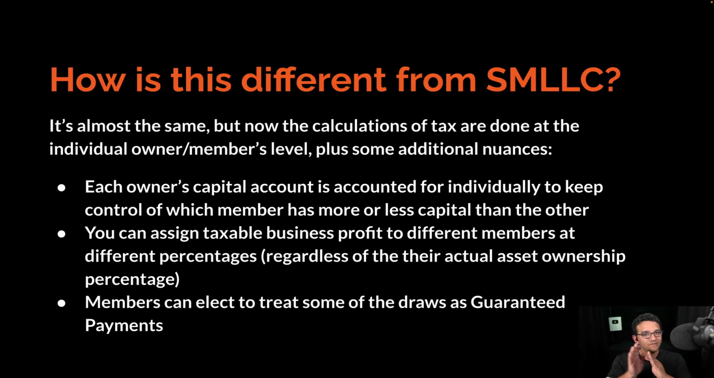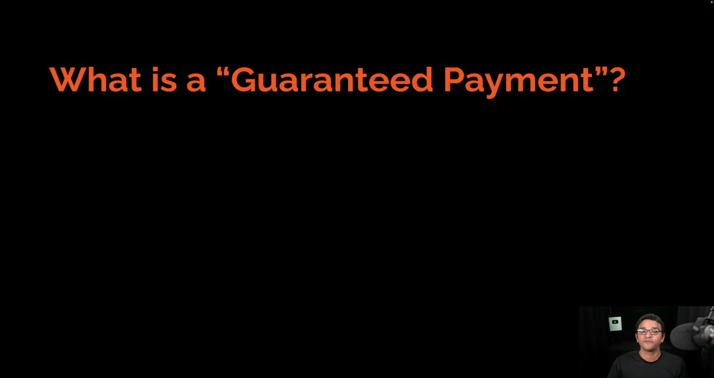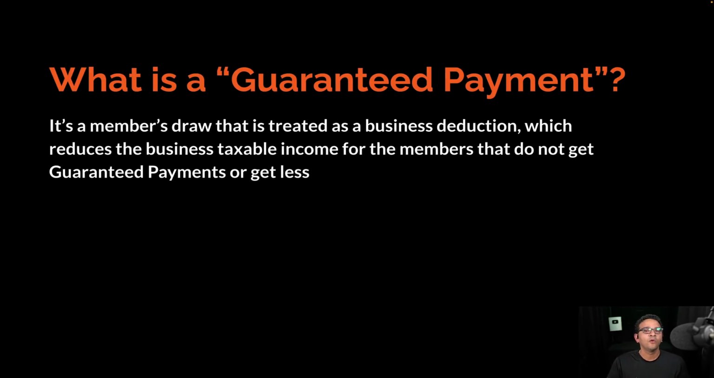Now, there's a special rule with multi-member LLCs, which I love that it exists, which is you can treat some of the draws as a guaranteed payment. And that changes the dynamic quite a bit. It's a really useful tool. What the heck is a guaranteed payment? A guaranteed payment is when you take an owner's draw, but you actually take it as a deduction to the LLC. You reduce the taxable income of the LLC by that guaranteed payment. This is in lieu of payroll or compensation.